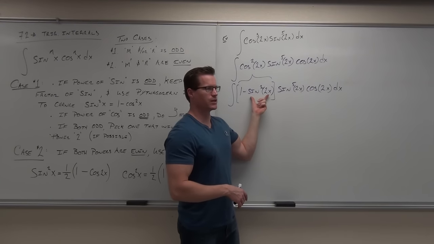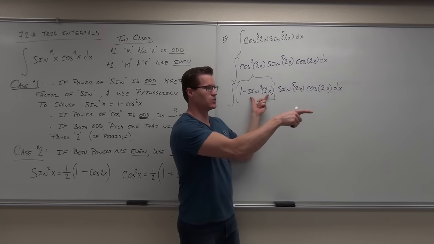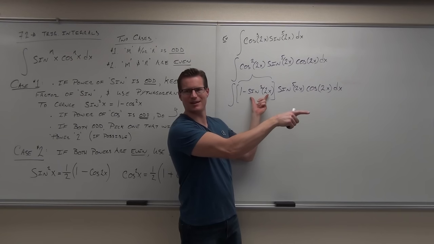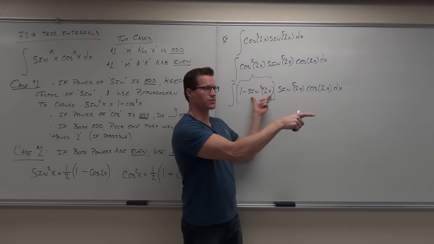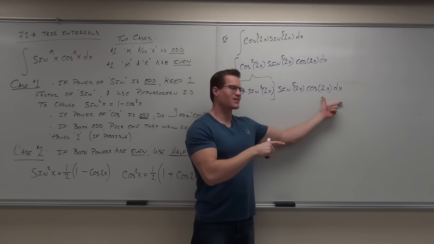Imagine u equaling sine of 2x. What's the derivative of sine of 2x? Wait, it's 2 cosine 2x, because you have a chain rule. Chain rule, that's right. Do you see a cosine 2x over here anywhere? Awesome, that's why we do it.